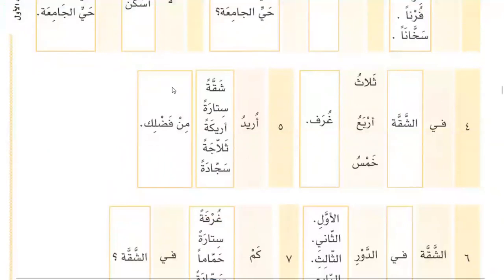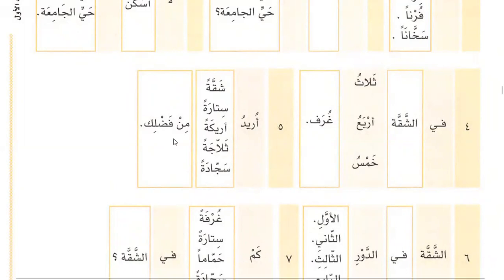Uridu shaka. I want an apartment. I would like an apartment, please. Min fadlik means please. I want a curtain, please.